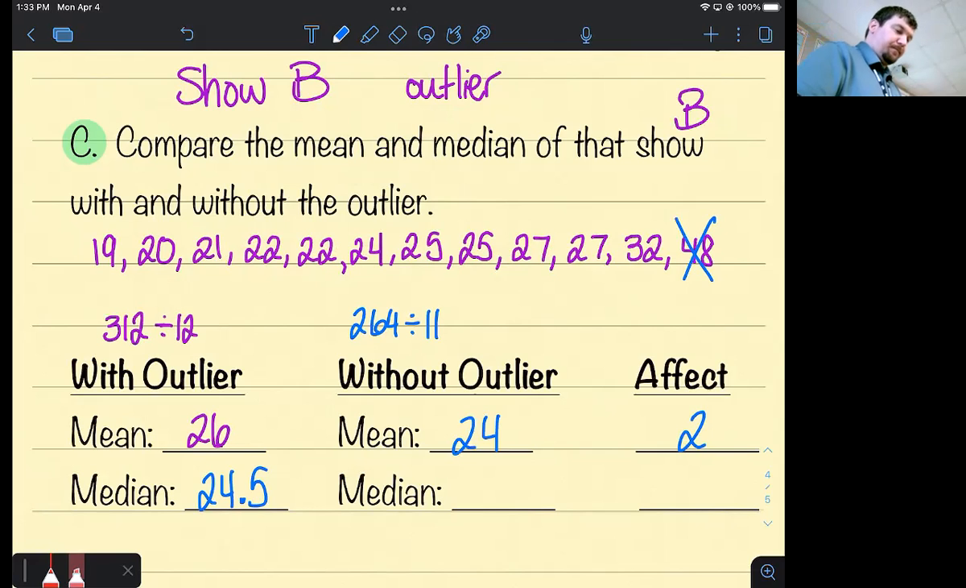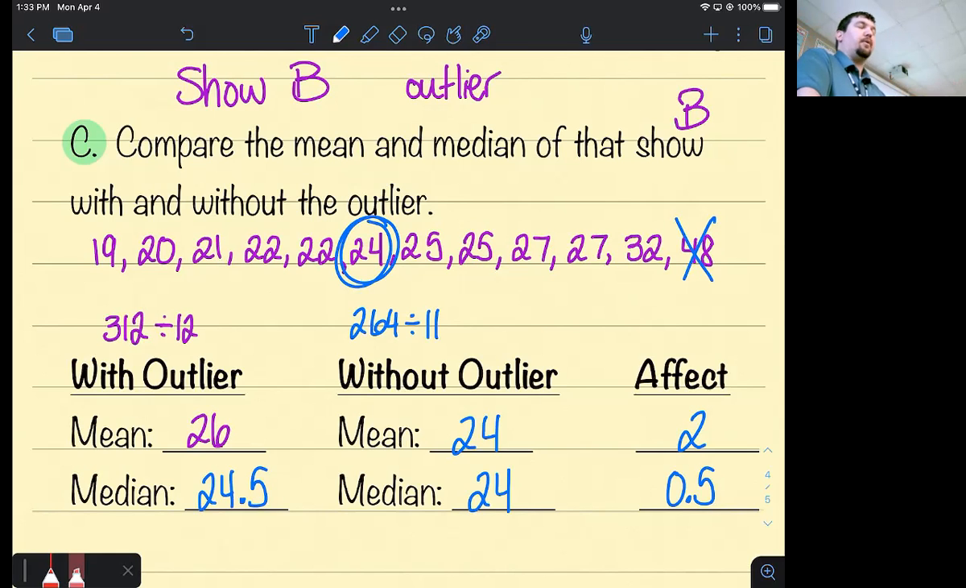The median. Well, now that there's 11 numbers, how many numbers will there be in the middle? Exactly 1. What is it, Alex? It's 24. So the median is affected, but only slightly. I think last time it was only affected by 5 cents. This time it's affected by 0.5. The median is the one that has the least amount of effect.